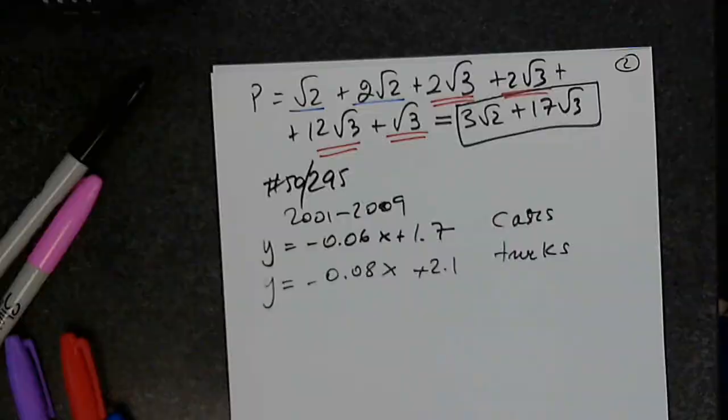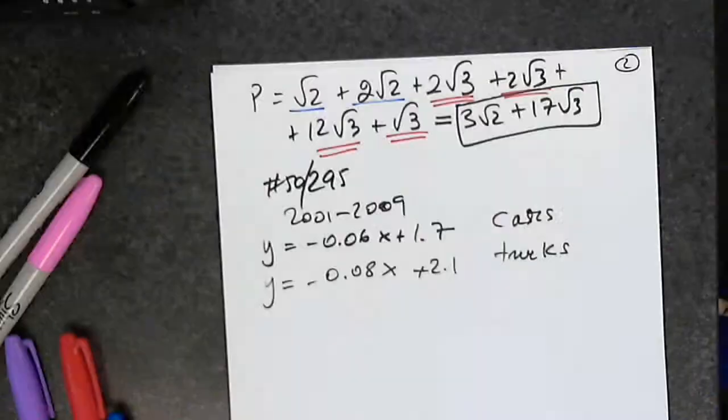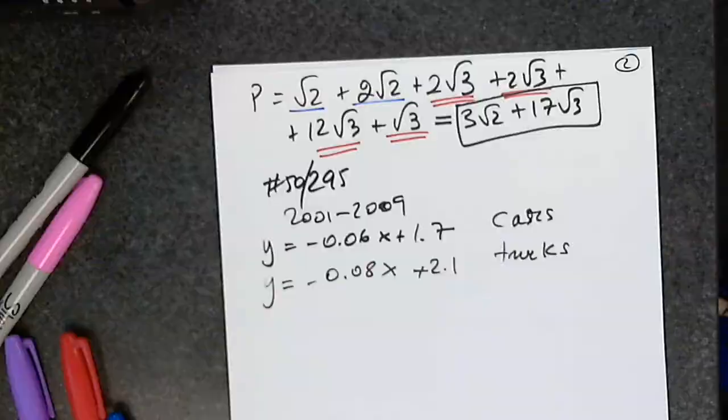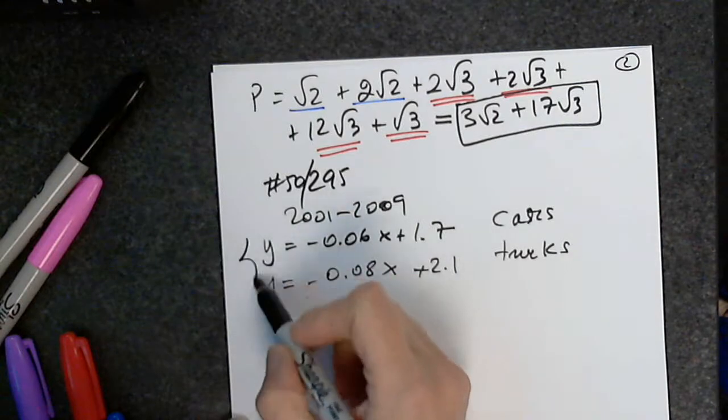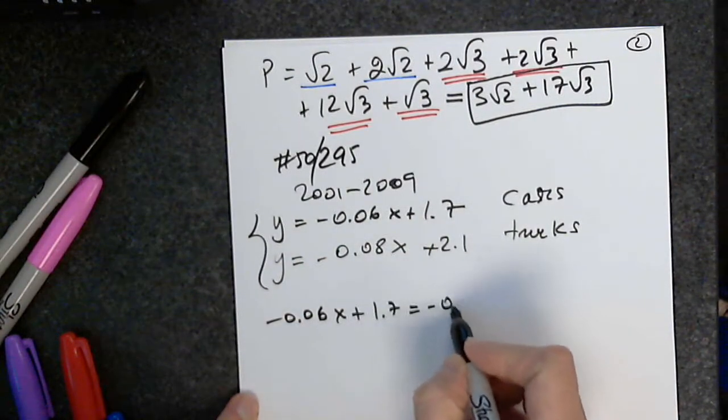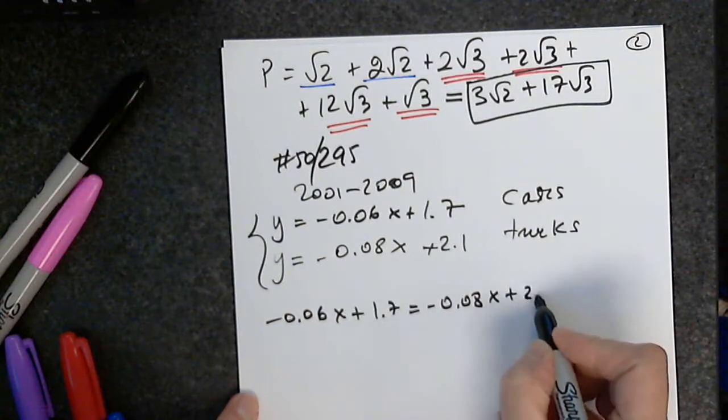First question. If this trend continues, predict the year in which the fatality rate for autos equals the fatality rate for light trucks. Any suggestion on how to proceed? You can just make that equal. Of course. Yes, this is a system. So negative 0.06x plus 1.7 equals negative 0.08x plus 2.1.